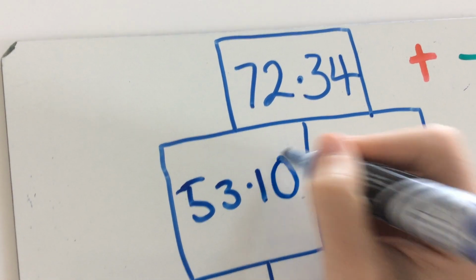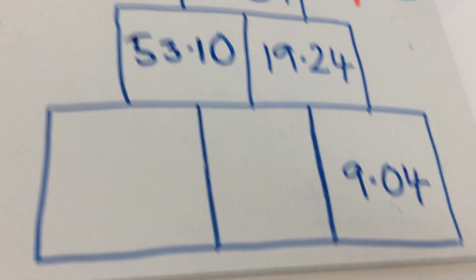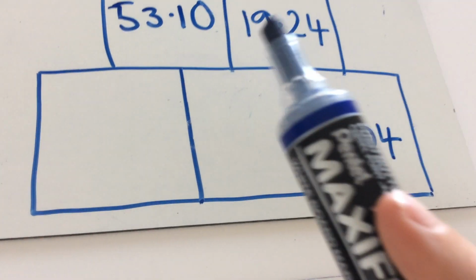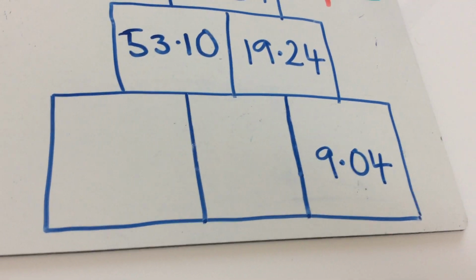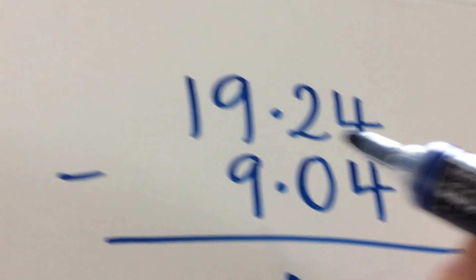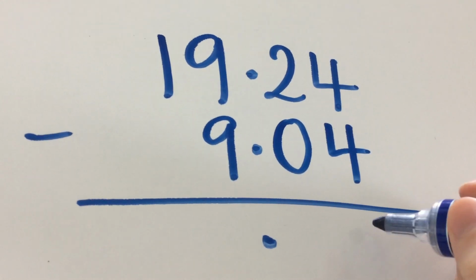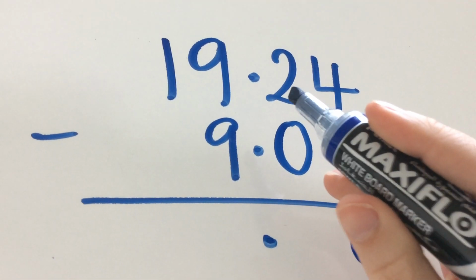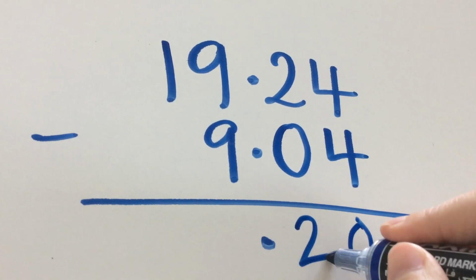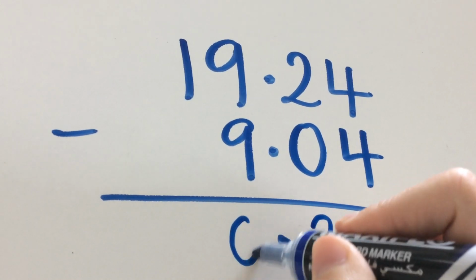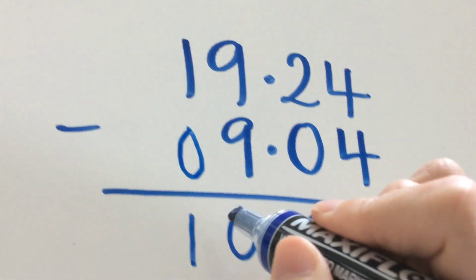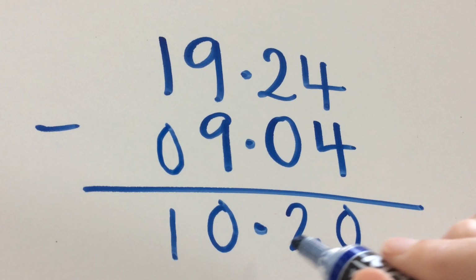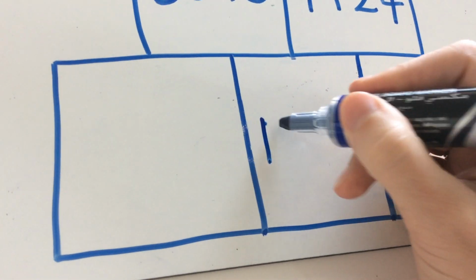and I can fill that bit in there. Okay, so now I need to find out these ones. Now for this square, I need to do my 19.24 take away 9.04. So let's have a look. Here we go. 4 hundredths take away 4 hundredths, 0. 2 tenths take away 0, 2 tenths. 9 take away 9, 0. And 1 take away 0. You can always put a 0 in there if that helps as a space holder. Is 1. So 10.20 is going here.